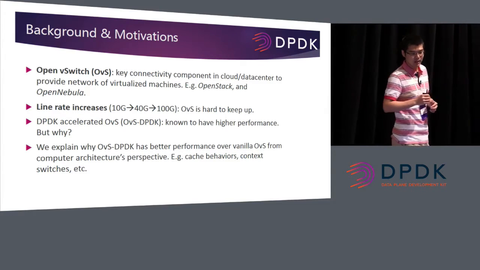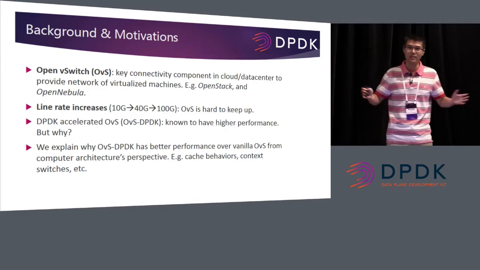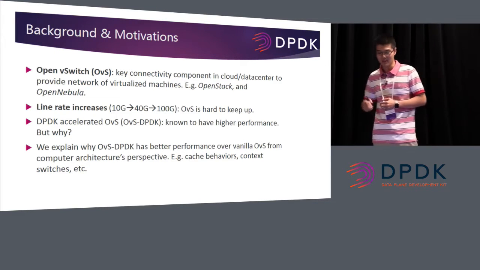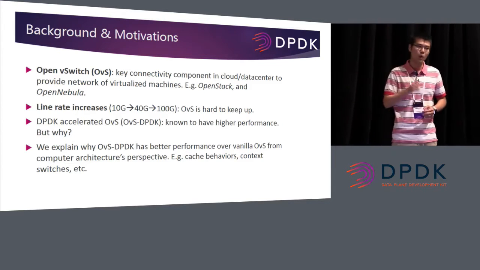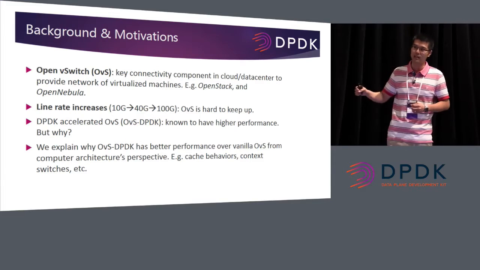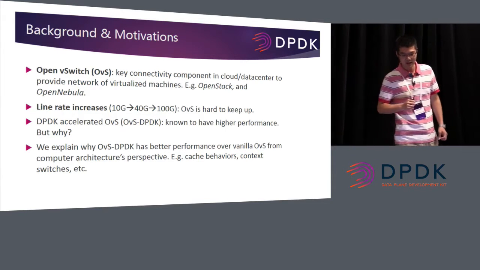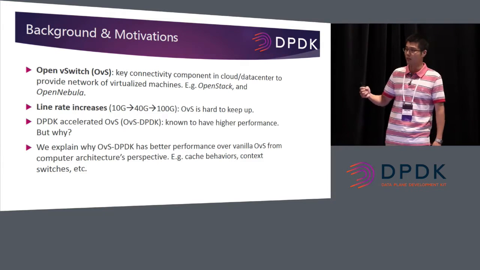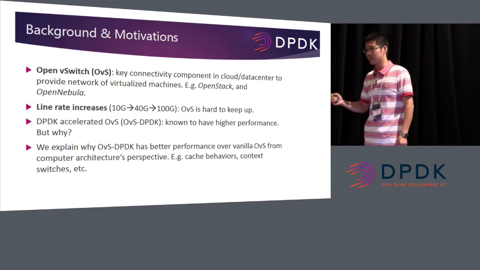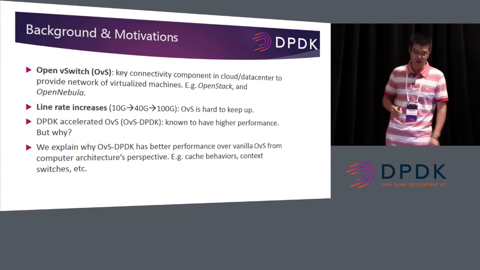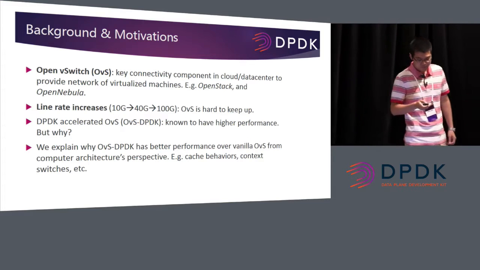Okay. But we all know that, over these 2 days, we have been seeing a lot of fancy talks about the performance being higher than the vanilla OVS, but why? What is the magic behind this? So in this work, we're trying to explain the reason from a new angle. And we will talk about the cache behaviors of these two software and the context switches, something like that.